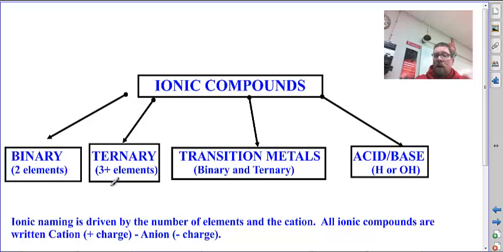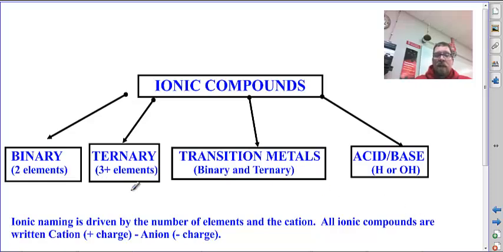Now, you might ask yourself, why do we have all these different styles? Well, remember, there's only 92 naturally occurring elements, and not all those are abundant. And there's billions of compounds out there. So you need to have ways to have variety.